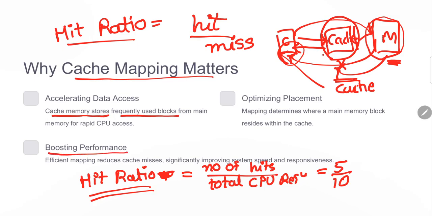For boosting the performance, we need a high hit ratio, which means reducing the cache misses. It results in a high hit ratio and improves the system's efficiency, or you can say performance. So what is mapping? Mapping determines where a main memory block resides within the cache. In general language, mapping is a transformation of data from main memory to cache memory.